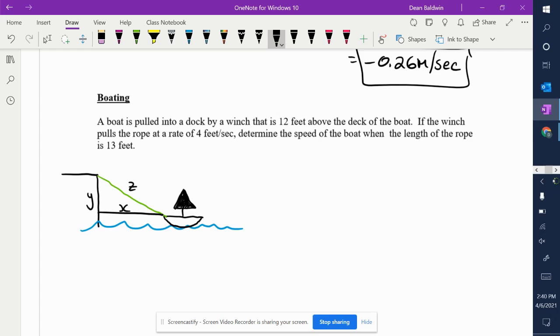What formula are we using, people? Are we seeing a pattern here? That's fine. You can just label A, B, and C. It doesn't matter. You can use any variable you want. Okay. What stays constant? Y does, exactly. Because Y is the height of the dock or the winch above the deck of the boat, right? So this is 12. That doesn't change.